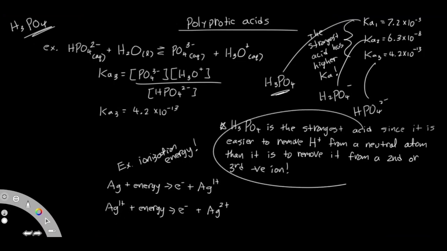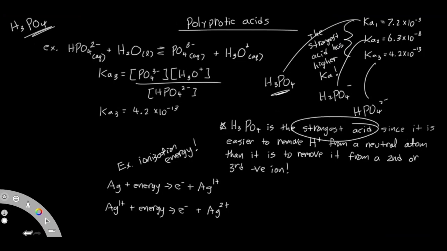So it's the same thing here. It is the stronger acid at the beginning when it is neutral because it is easier to remove the H+. Here it's easier to remove the H+. Here it's easier to remove that electron. Just this one's dealing with the proton, and this one here is dealing with the electron.